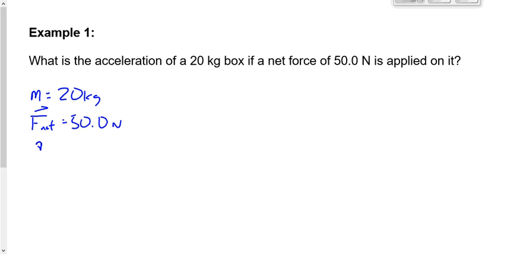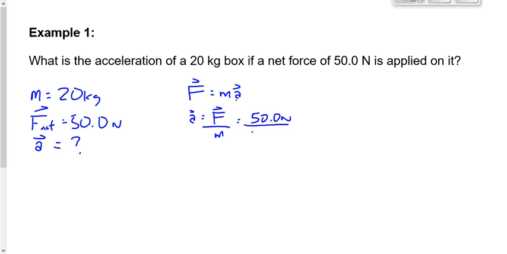Solve for A. We're going to say F is equal to M times A. Rearrange that. The M goes down by dividing. I get A is equal to F over M. Or you could have just written A is equal to F over M right off the top. I just used the form that's on my data sheet, that's all. F is equal to M times A. Take the force, 50.0 newtons, and we're going to divide that by the mass of 20 kilograms. And that's going to give me 2.5.